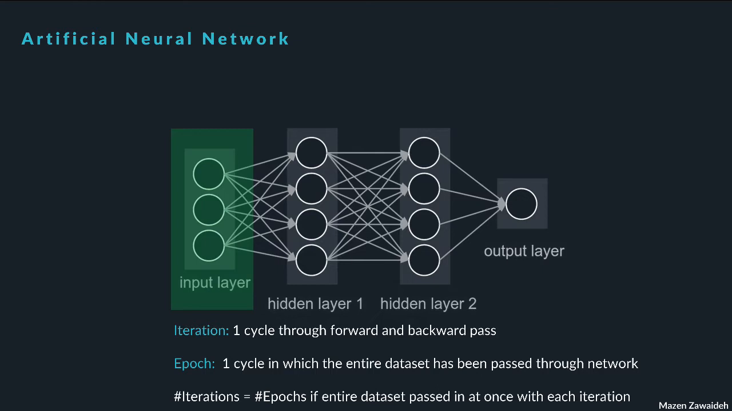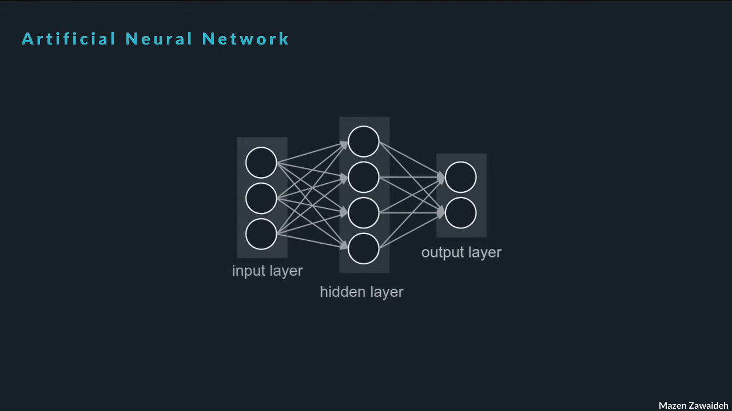For instance, if we have 100 examples in our dataset and feed them in 20 at a time, it will take 5 iterations per epoch, since 5 iterations of 20 examples per batch will cover our total of 100 training examples. Now let's practice using neural network nomenclature.